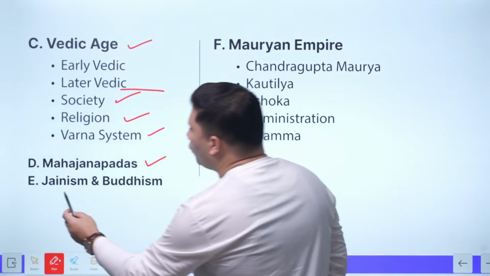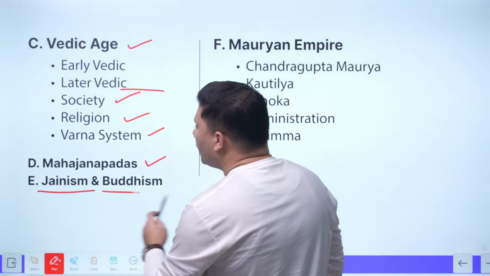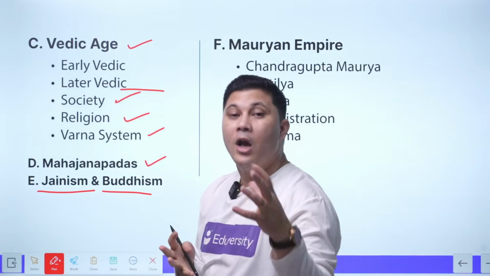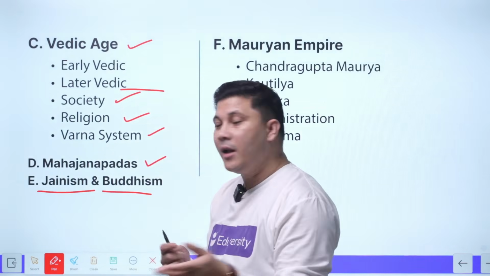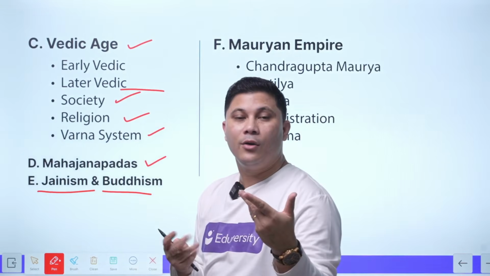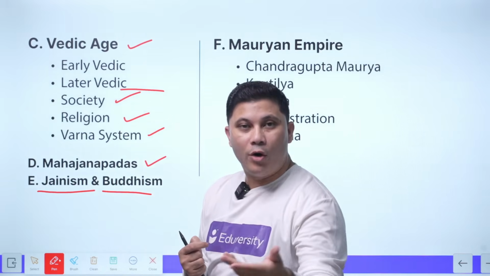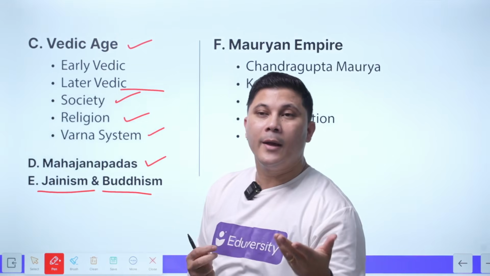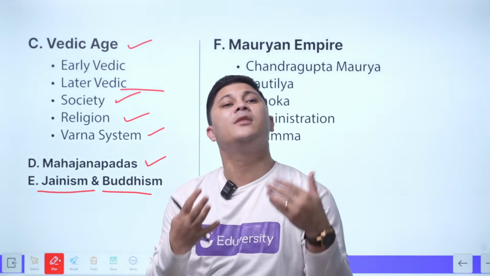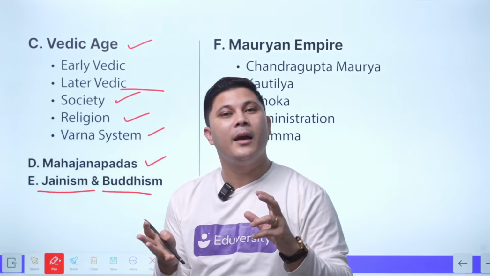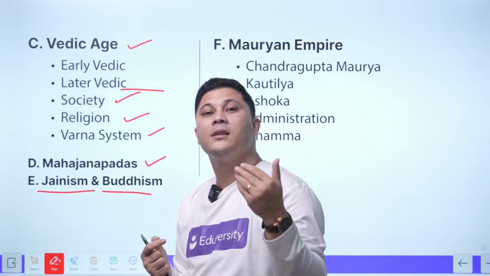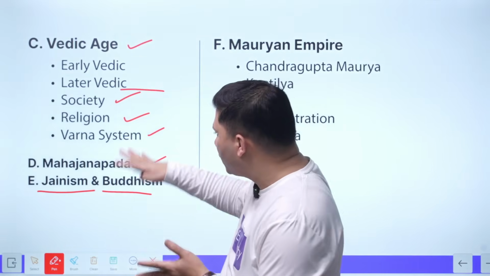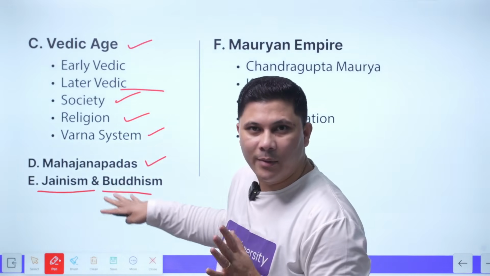Then you have to know about the birth of Jainism, the birth of Buddhism, with special focus on the Jain monks, who are called the Tirthankars. Then Buddhism, Gautama Buddha: when was he born, at what age he attained enlightenment, when did he preach his first sermon, where did he spend most of his time, what were his teachings, the Four Noble Truths, the Eightfold Path. You have to learn all of these things about Jainism and Buddhism.